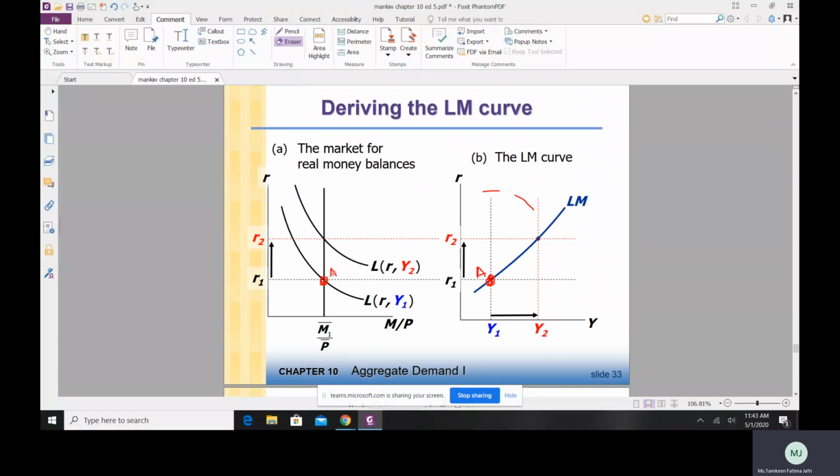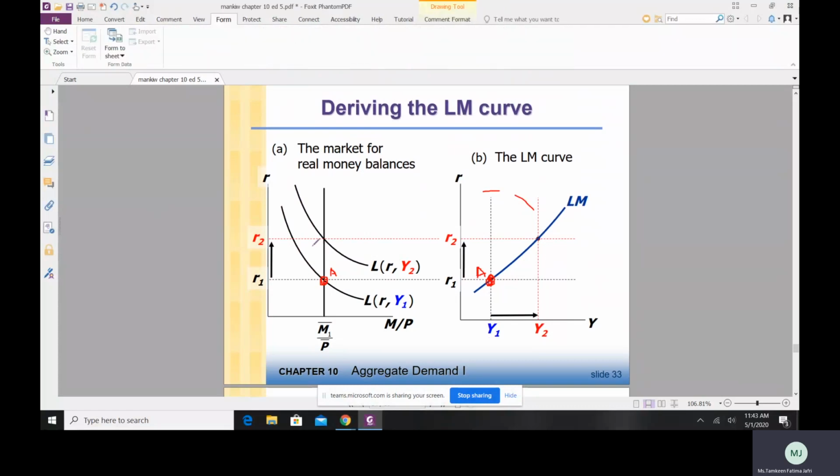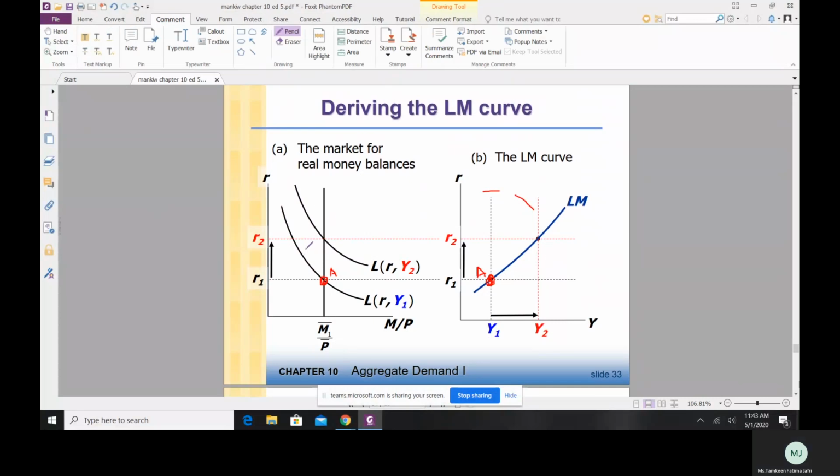So this point A corresponds to this point A on the LM curve. Now let's suppose that because of credit card fraud, people would like to hold more onto money. So as a result, the money demand curve is going to shift outwards. Okay? So money demand is going to increase.